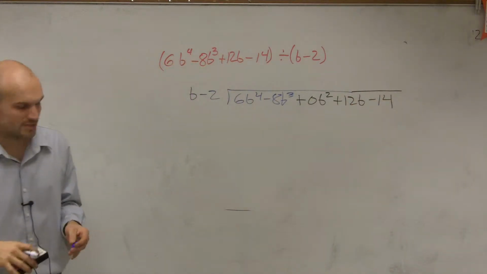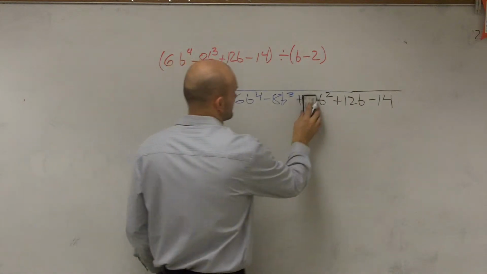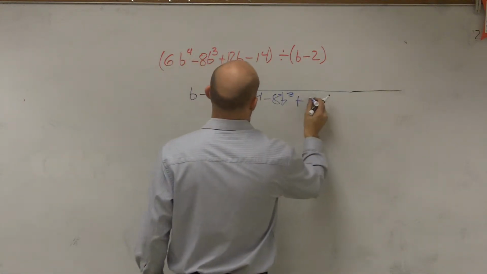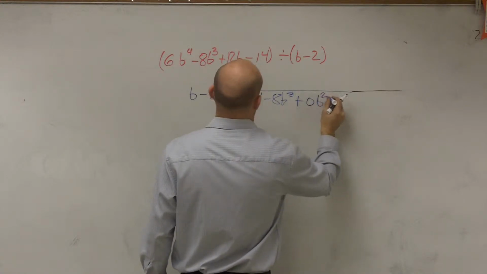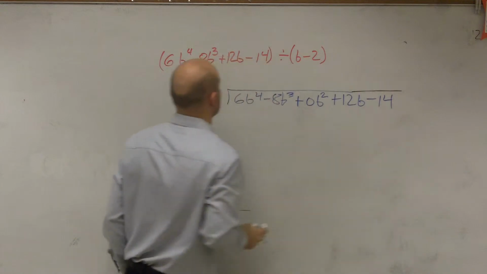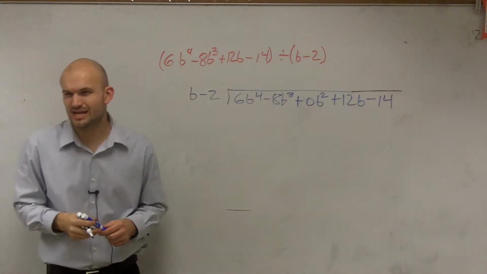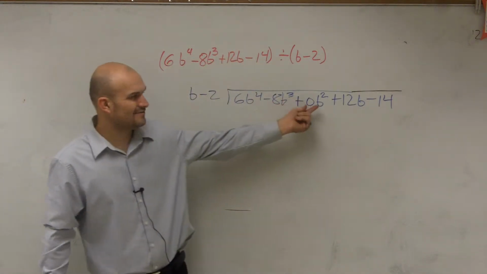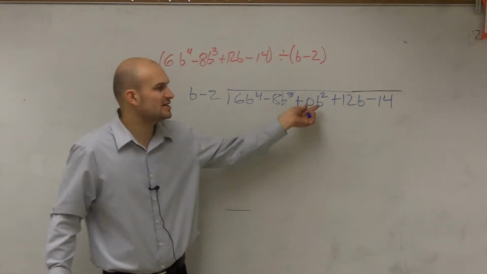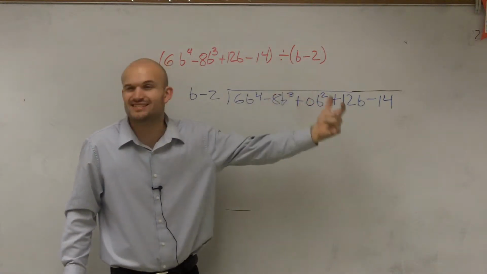I don't really like how that's a different color. Okay. So does everybody kind of understand what I did? We didn't have a b squared, so I put a 0 as its coefficient, because in reality, 0 times b squared is just 0, right?